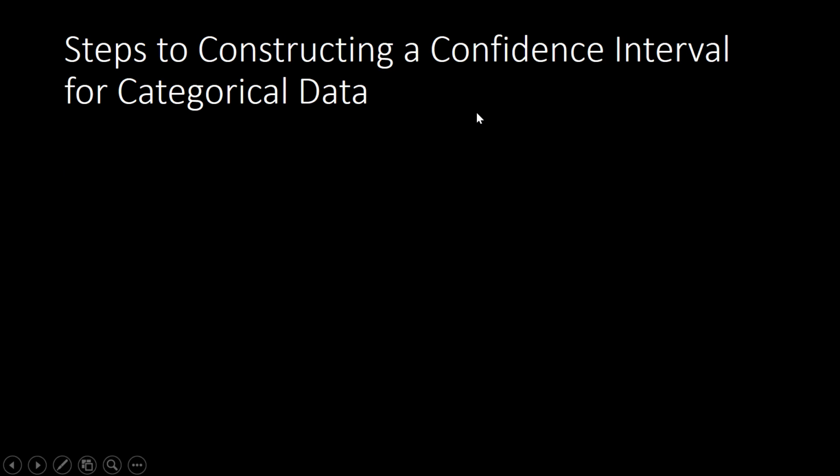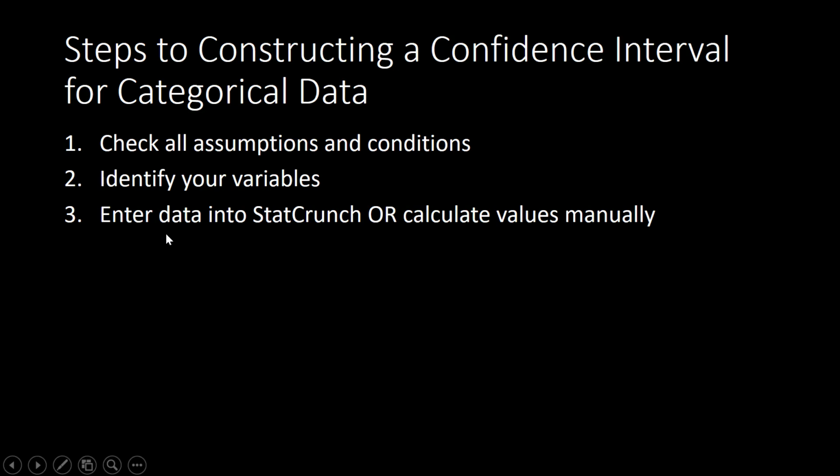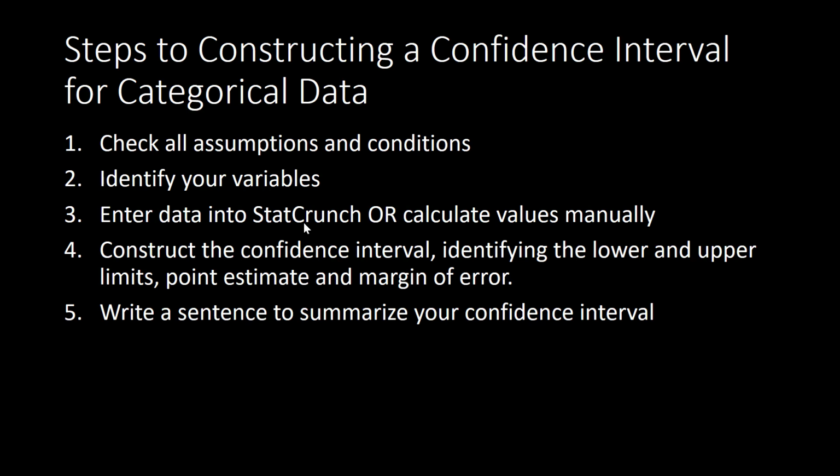What are the steps to constructing a confidence interval for categorical data? The first thing we do is to check all the assumptions and conditions that we just mentioned. Next, we will identify our variables. And then for our third step, we will either enter our data into StatCrunch or we will calculate values manually. Once we've done that, we can construct our confidence interval, identifying and labeling the lower and upper limits, the point estimate, and the margin of error. Last but not least, we write a sentence to summarize our confidence interval.